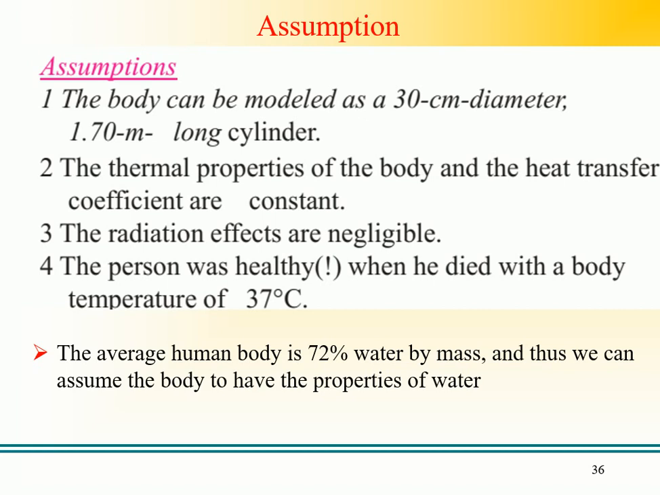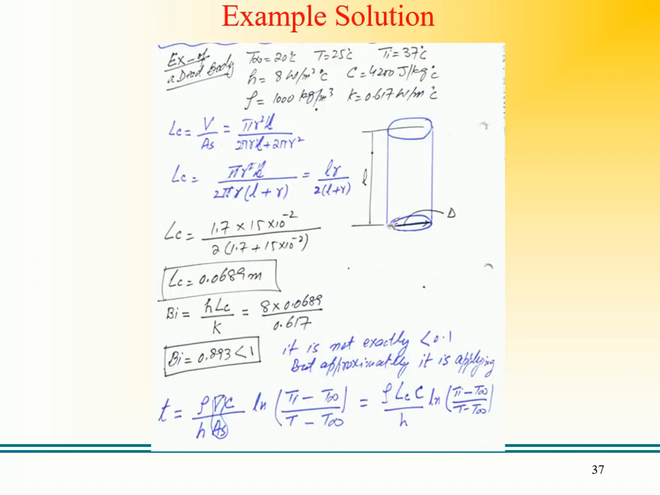The average human body is about 72% water by mass. Thus, we can assume the body to have the properties of water. Right? These are our assumptions. So let's solve the problem. Of course, T infinity is 20 degrees Celsius, and the temperature of the body is 25 degrees Celsius. The temperature of the body initially is 37 degrees Celsius. We have been given the convective heat transfer coefficient.